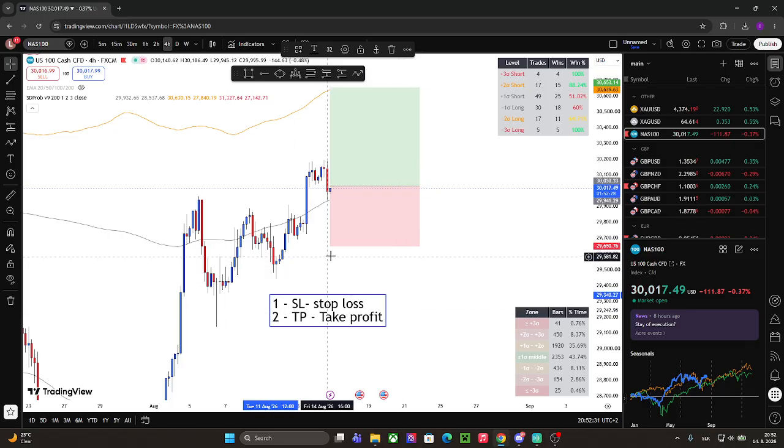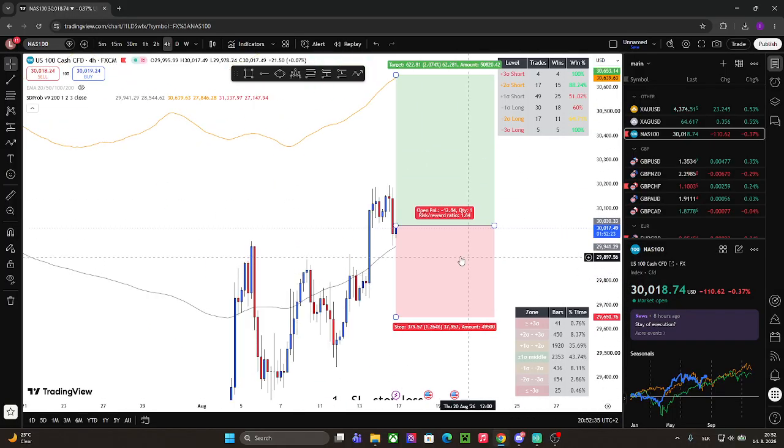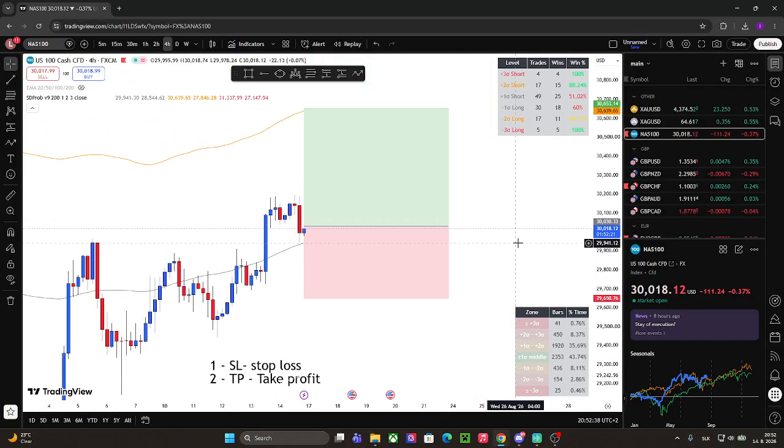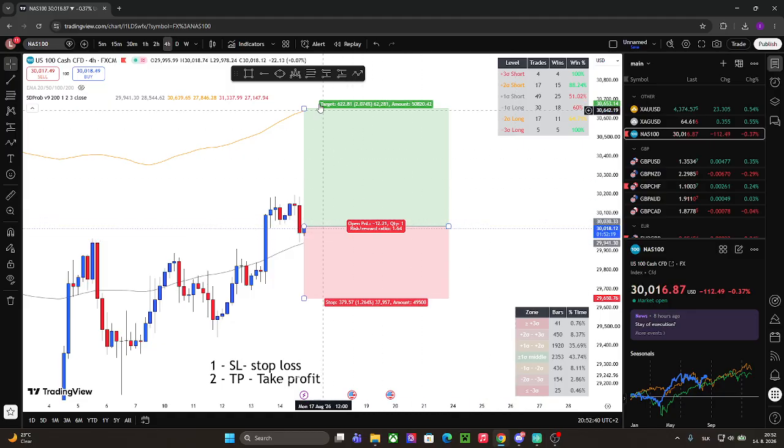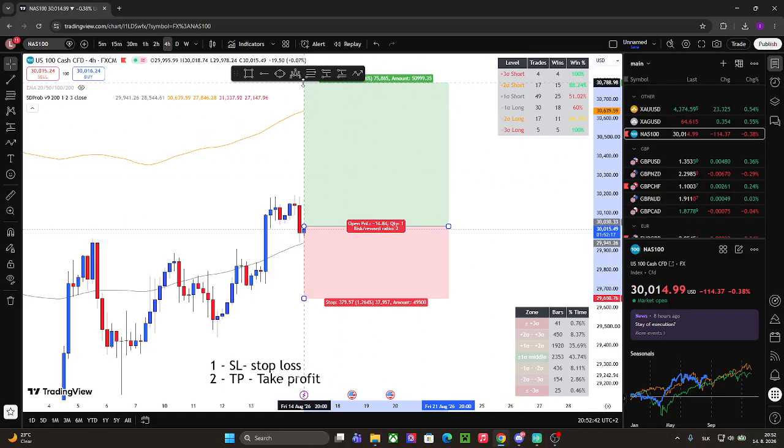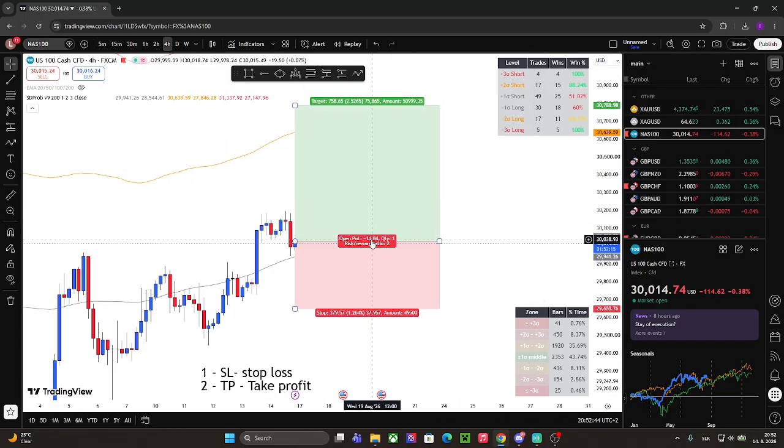Now, if you put these two together, basically an RR, that's risk to reward, right? So you can see this right here. Let me make this a little bigger. Okay, so let's say we have stop loss right here and we have take profit right here. And as you can see, the risk to reward ratio is 2.